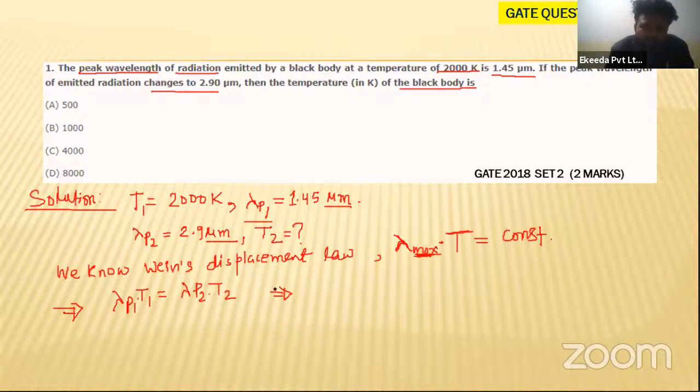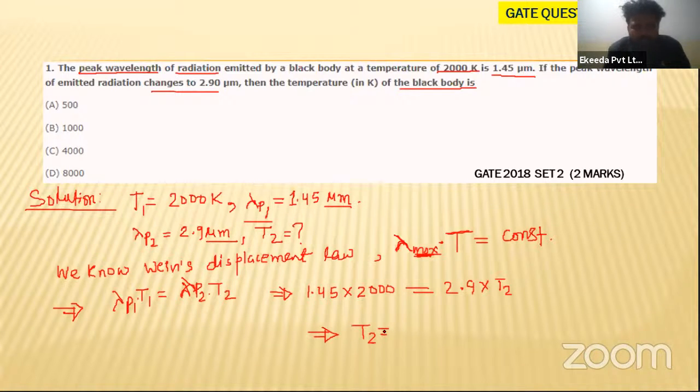So lambda P1 is how much? 1.45 micrometer multiplied by 2000, which is T1, is equal to lambda P2. What is the value of lambda P2, my dear students? Lambda P2 is nothing but 2.9 multiplied by T2, which we have to calculate. So this is the simple question they have asked.